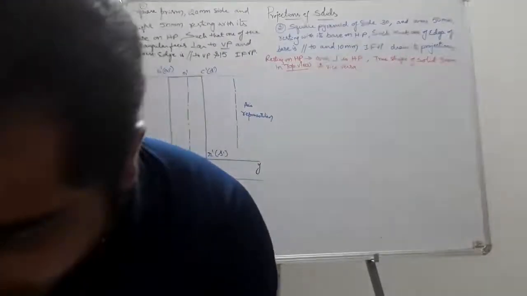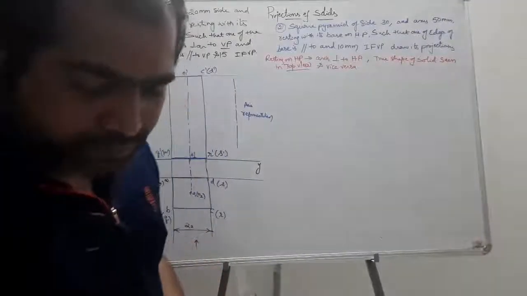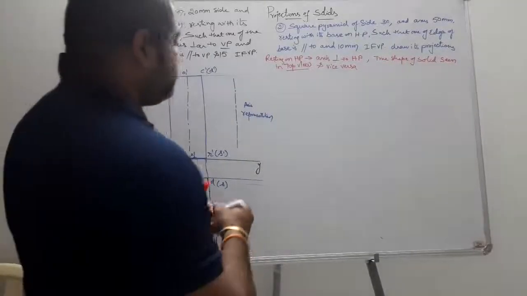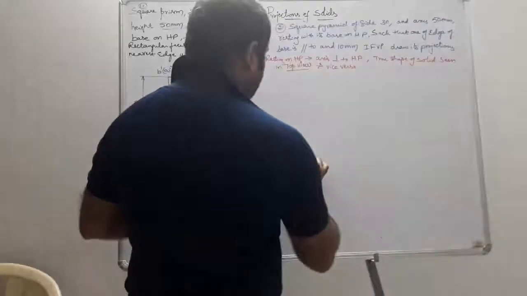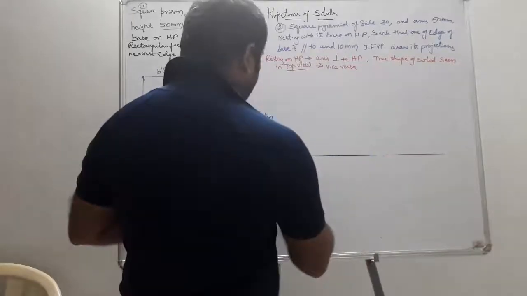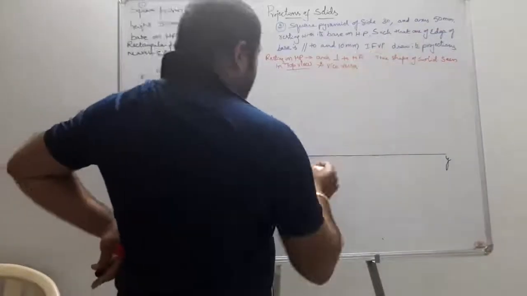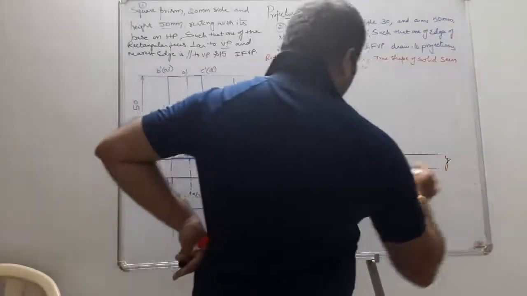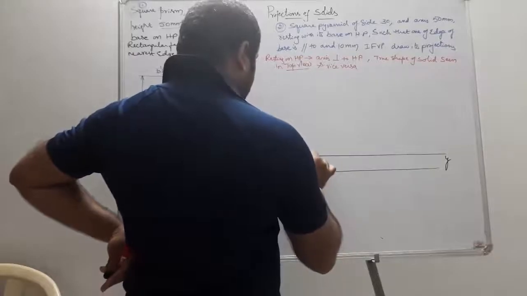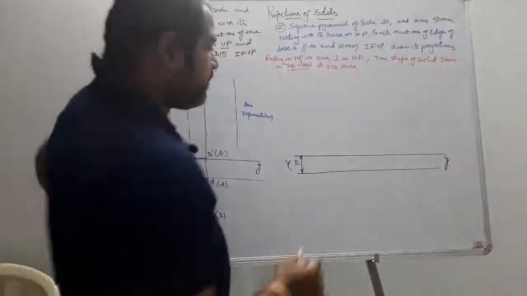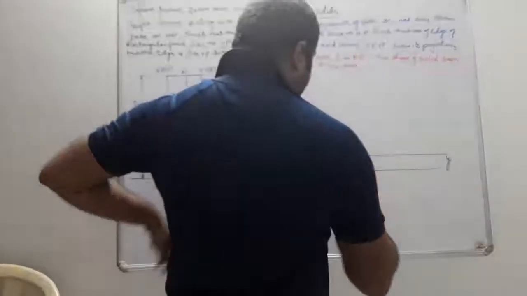Now let us see the simple position. So given XY, and it is 10 mm in front of VP. So I just draw the locus of 10. Okay. So from here I just construct my square.